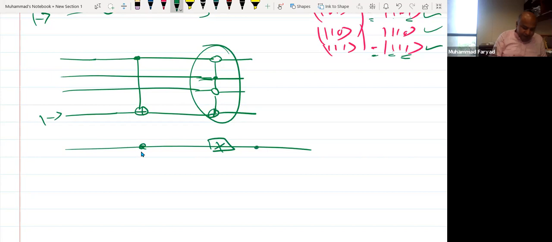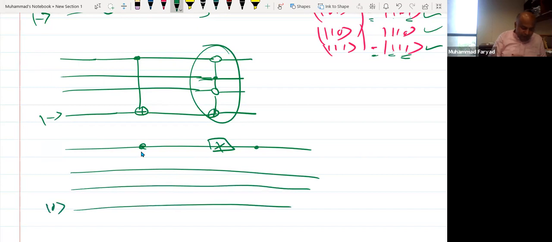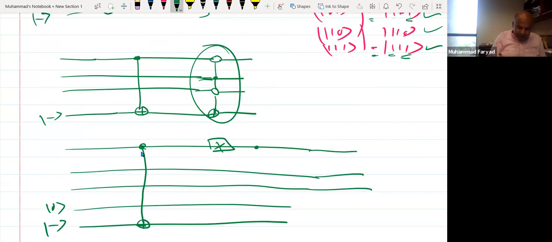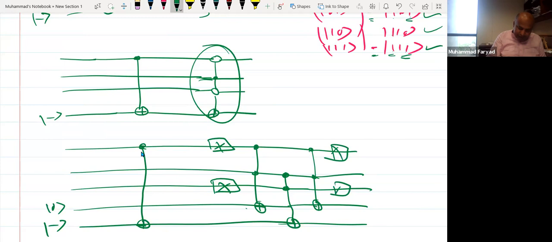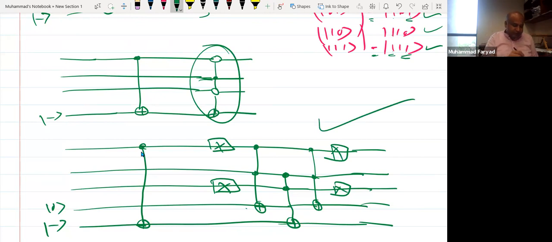X, and now I will need an auxiliary with 0. So this is just this X, and let's implement this circuit. This is going to be a circuit like this. So now this one, this one, this X, and then this one, this one, and this, to flip this zero back, 0 to 1 and 1 to 0 back, and then an X gate next.